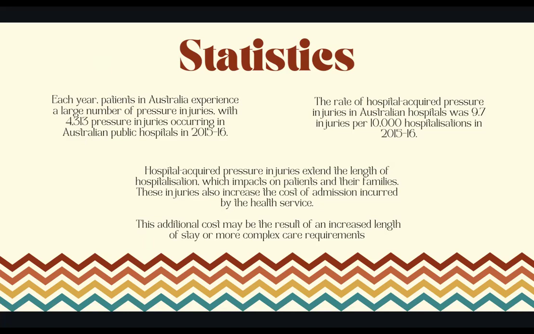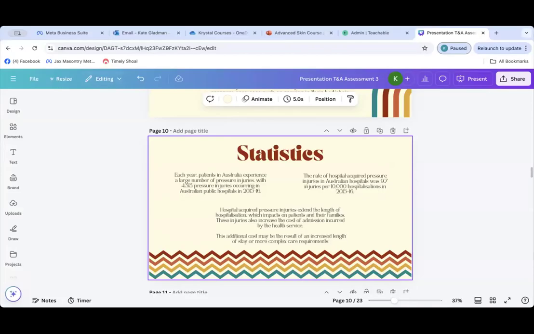Hospital-acquired pressure injuries extend the length of hospitalisation, which impacts on patients and their families. These injuries also increase the cost of admission incurred by the health service. This additional cost may be the result of an increased length of stay or more complex care requirements. Say if a patient would usually just go home after their admission, but now they've got a pressure injury. So when they go home, now they need a nurse to come and dress their wounds and things like that as well for a significant amount of time.